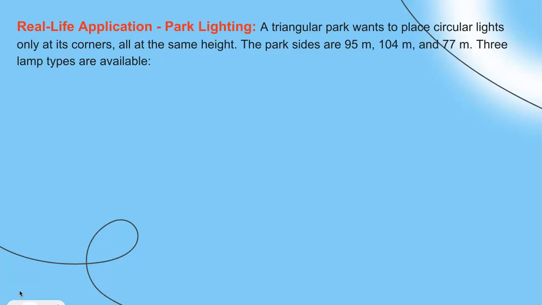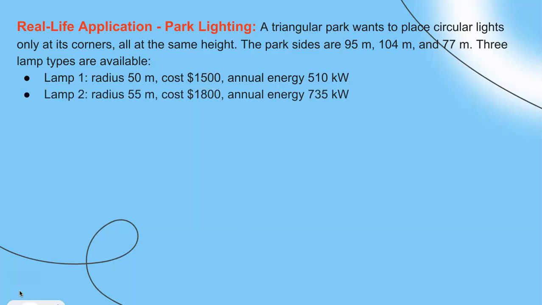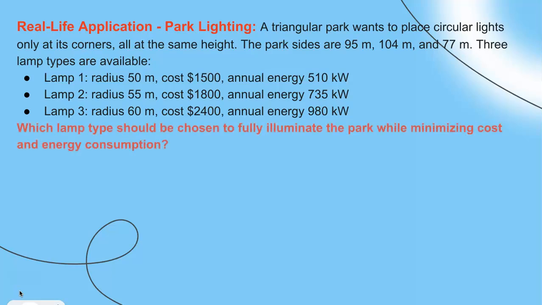Three lamp types are available. The first lamp has a radius of 50 meters, costs $1,500, and its annual energy cost is 510 kilowatts. The second has a radius of 55, costs $1,800, and uses 735 kilowatts. And lamp 3 has a radius of 60 meters, costs $2,400, and uses 980 kilowatts annually. So which lamp should be chosen to fully illuminate the park while minimizing cost and energy consumption?